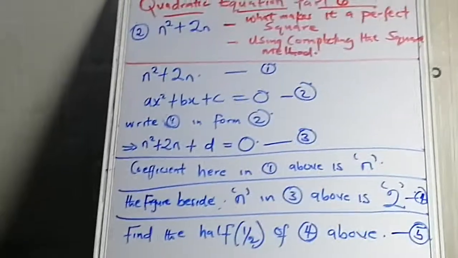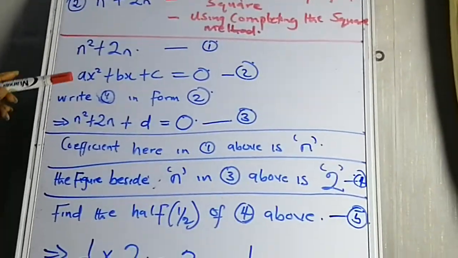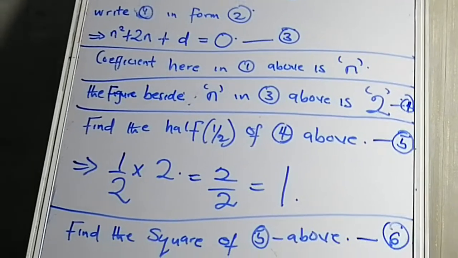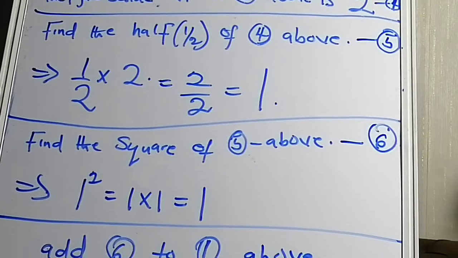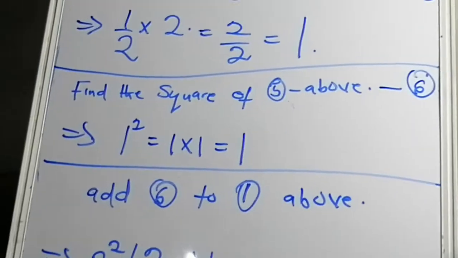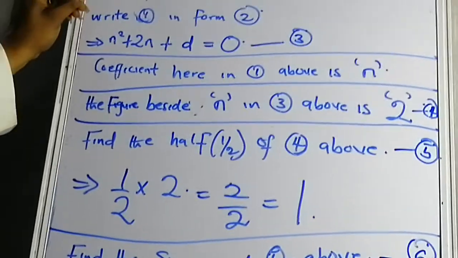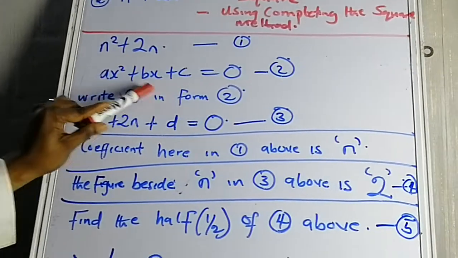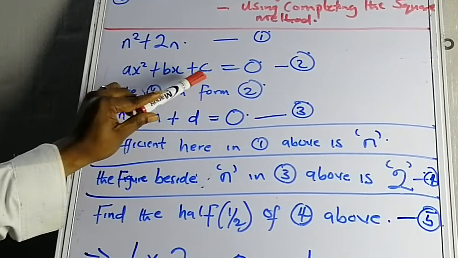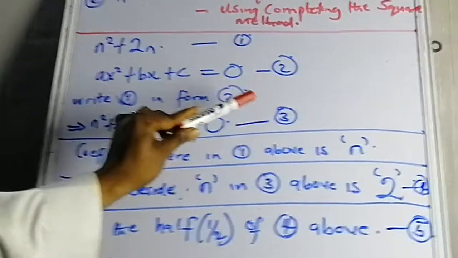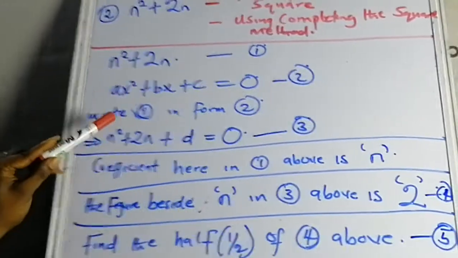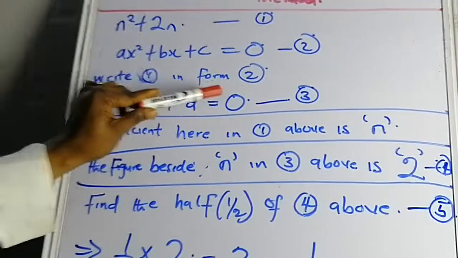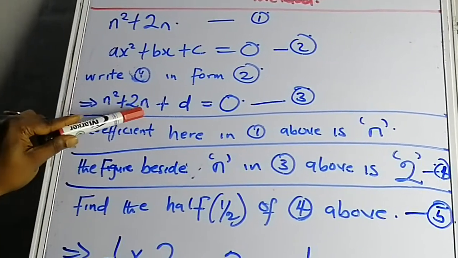It's very, very simple. I have to take my time to simplify this, so that when you see it later, you will be able to identify and solve it. Don't forget, from the question is n squared plus 2n. I'm repeating myself again. This is a general quadratic equation, ax squared plus bx plus c equals 0, and name it as equation 2. Equation 1, write 1 in form of 2. I'm writing it in form of 2, which is this n squared plus 2n plus d.